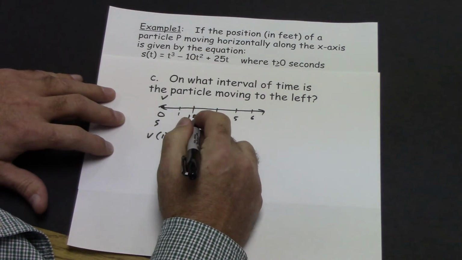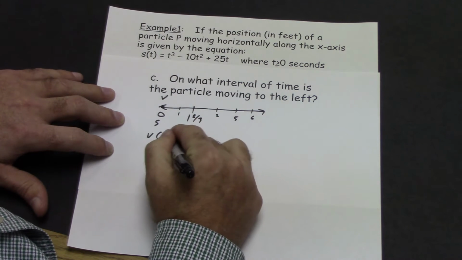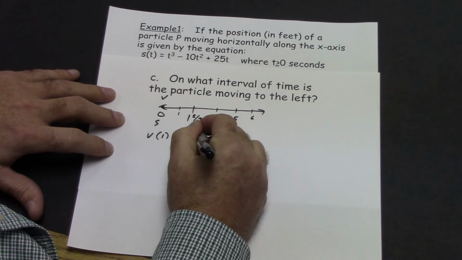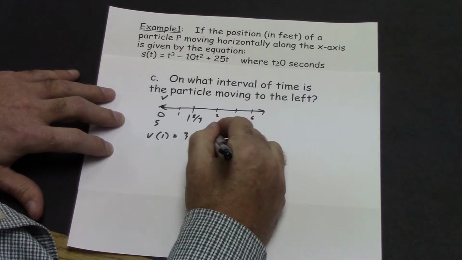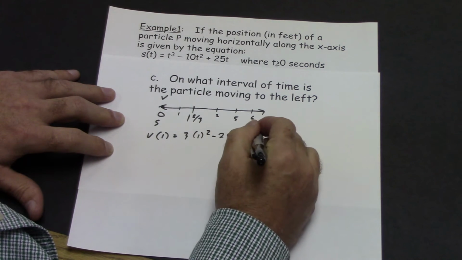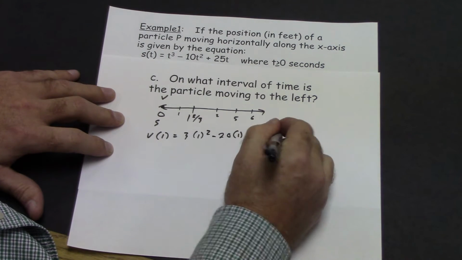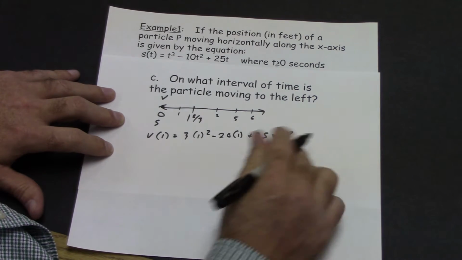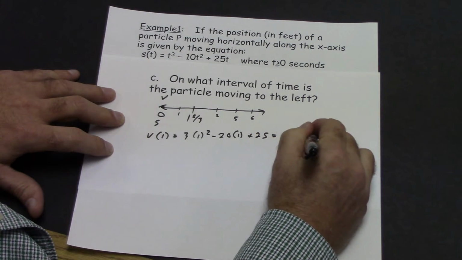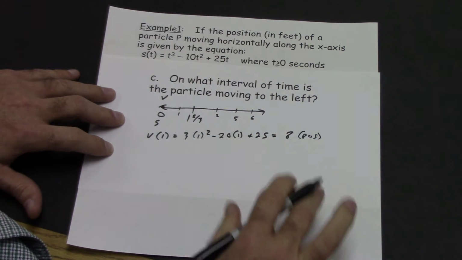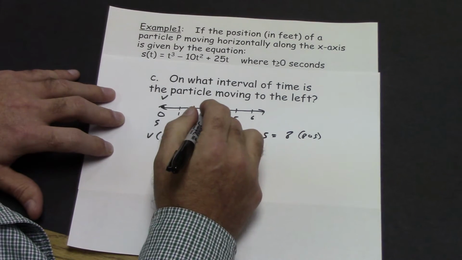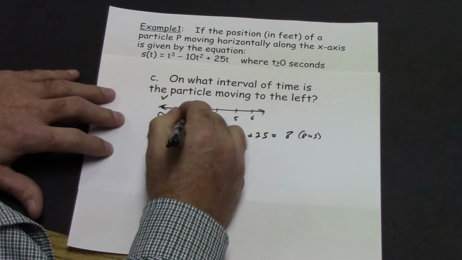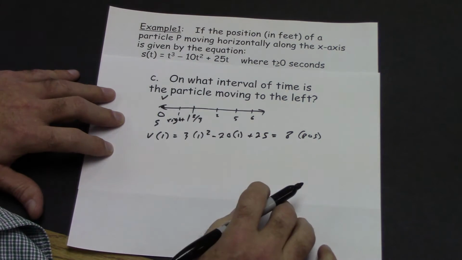If the number is positive, then the particle is moving to the right. So let's take the 1 and substitute into our velocity function, which was 3t squared minus 20t plus 25. So it'll be 3 times 1 squared minus 20 times 1 plus 25. Evaluating this, we get 8. That's a positive 8, so the 8 itself doesn't matter, it's just positive. That means the particle would be moving to the right from 0 to 1 2/3.